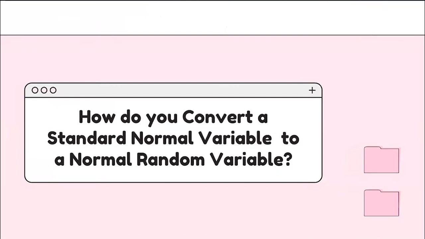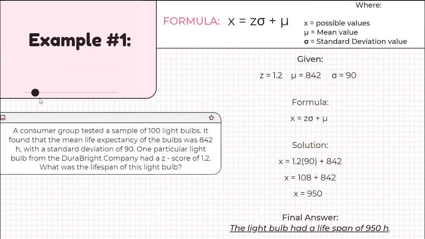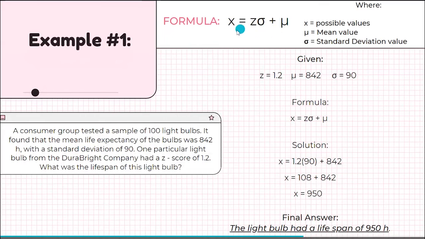We will now proceed to converting a standard normal variable to a normal random variable. So in this conversion, we will use a different formula. This formula is x is equal to z value times standard deviation, and we will add this to the mean.